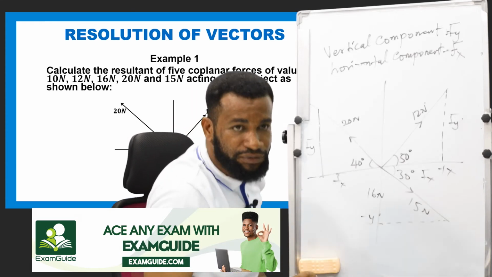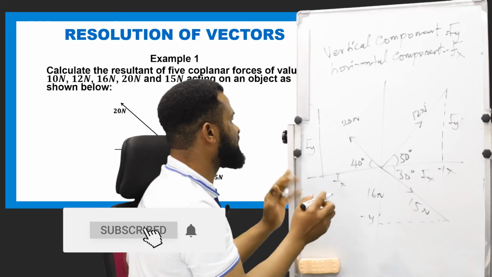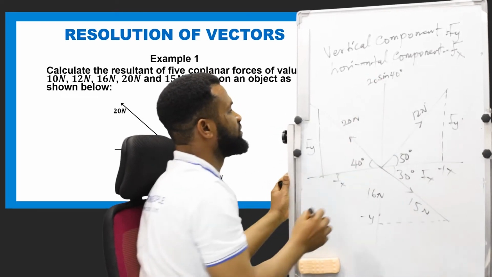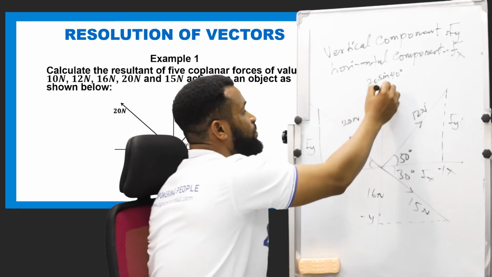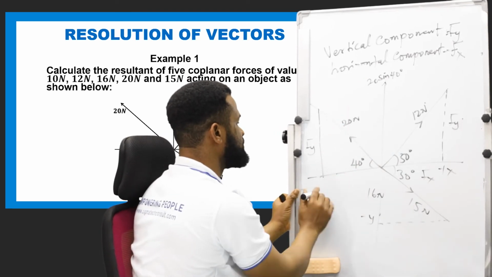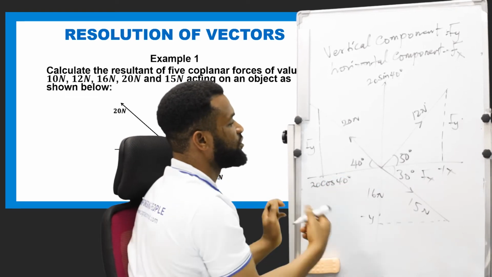So I'm going to resolve. When I take opposite over hypotenuse, it's going to be sine. So this is going to be 20 sine 40 on this vertical component. I have resolved this one to vertical. I'm resolving it to horizontal. It's going to be 20 cos 40 on the horizontal.